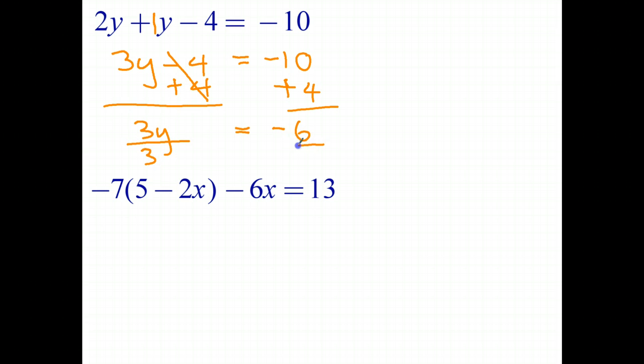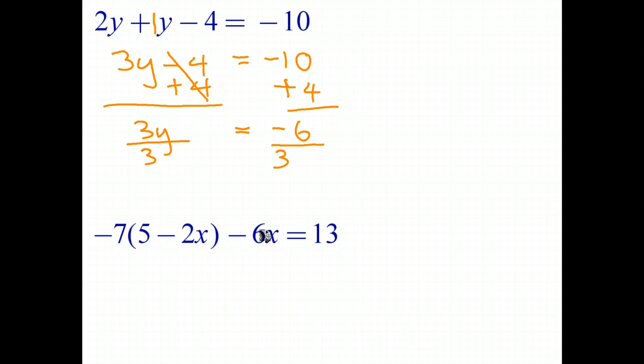Divide both sides by 3. I'll just have to move this other equation out of the way, so we have space to do the answer. The 3's cancel out, or you could say 3 divided by 3 is 1, and 1 times y is just y. And negative 6 divided by 3 is negative 2.